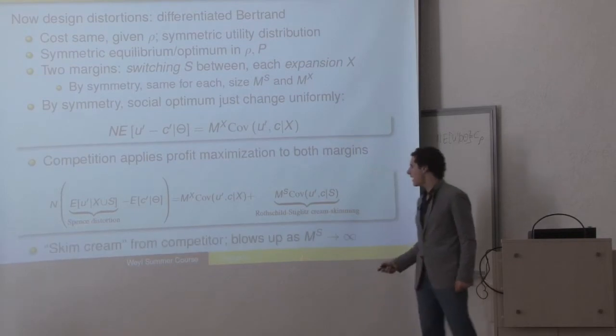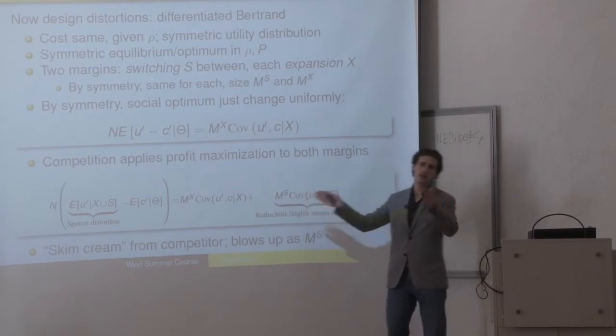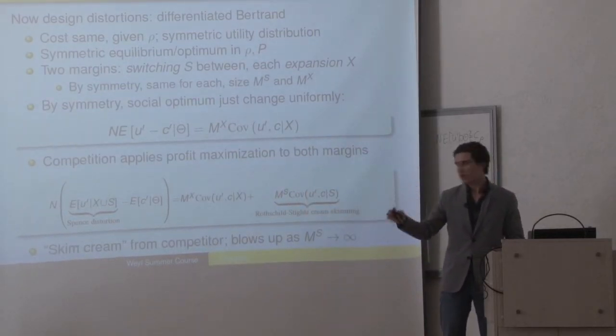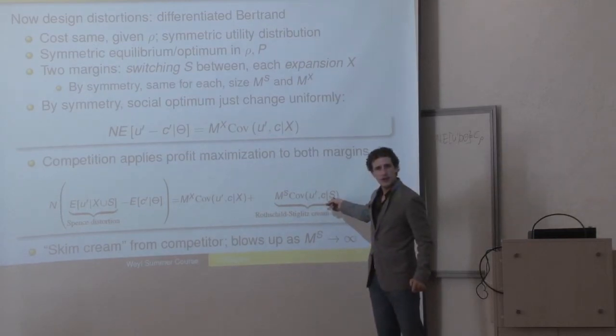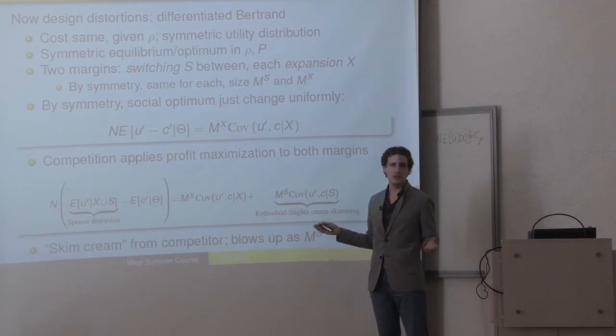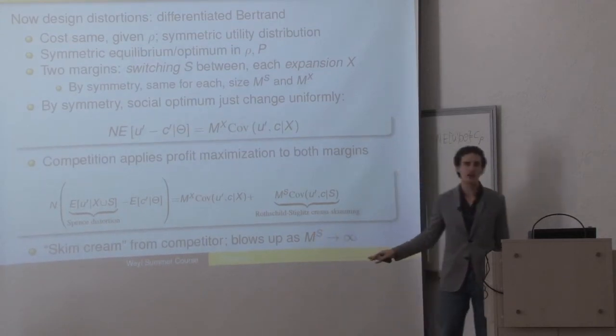And in fact, as the number of people who are switching goes to infinity, as we get towards perfect competition, as everyone is willing to switch between the two goods, this is going to go to infinity. And that's going to mean that there's not going to be any way to satisfy this first order condition. And equilibrium is not going to exist. And this is a famous result of Rothschild and Stiglitz.